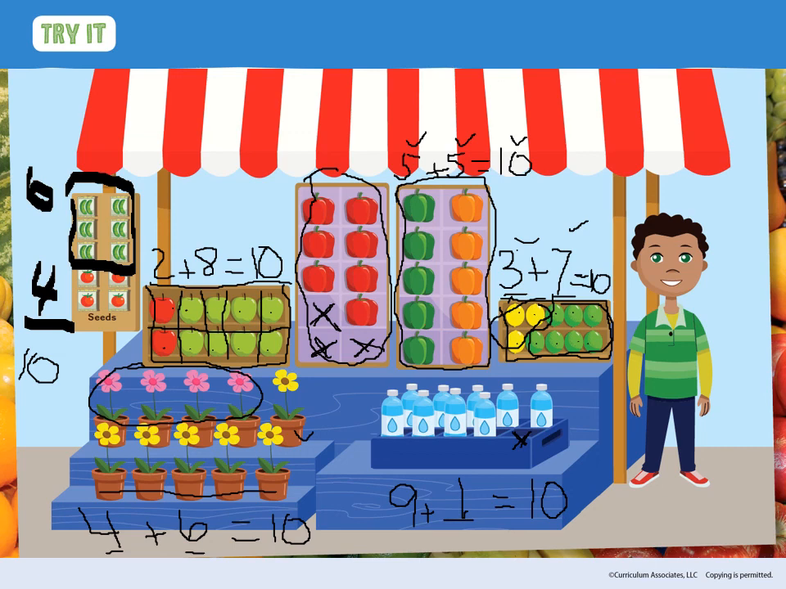Now, if we did want to use this person as a category or a group, how many people do you see in the picture? If you wanted to have a group of 10 people in the picture, how many more people would you need? Go ahead and pause the video and try that one on your own.